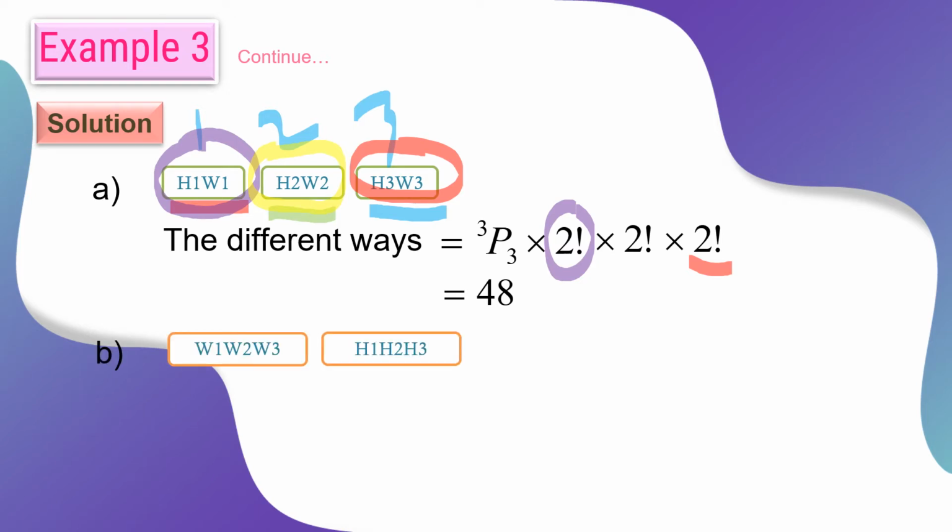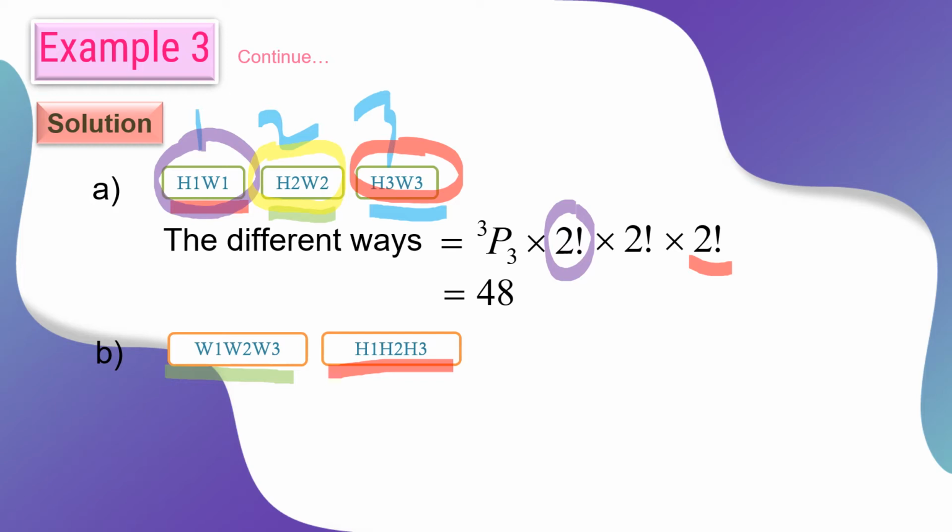Next we go to B. What is B? All husbands sit together on the right hand side. Okay, so now what we want to do is, we know how many husbands here? We have 3 husbands and 3 wives.